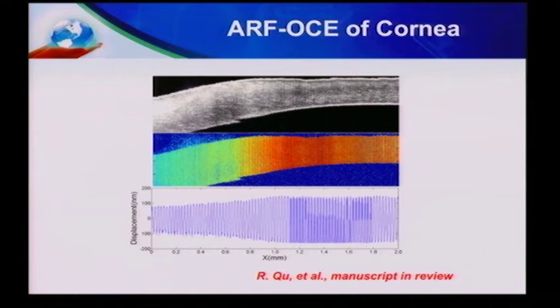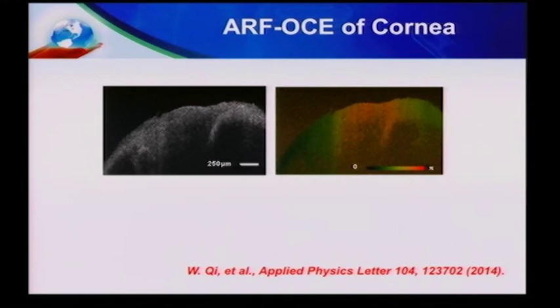And we can also apply that to cornea. For example, in this case, this is an in vitro study where a portion of it we have treated using cross-linking, and the other portion is just normal. You can clearly see the contrast between the two. And here is another diseased cornea. You can also see that using OCE, you can clearly see that.